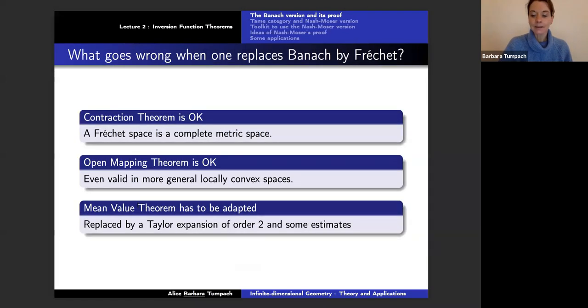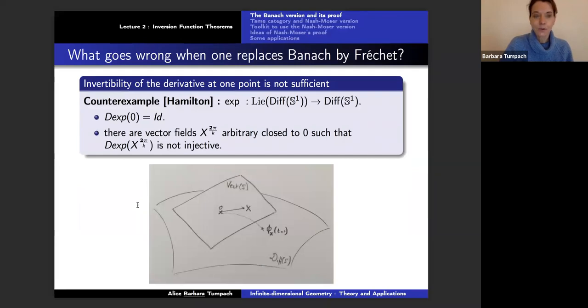So why is this not working in the Fréchet context? The theorem I mentioned, the contraction theorem, is okay because the Fréchet space is a complete metric space. So this is okay. The open mapping theorem is also okay. It's even valid in a more general setting. The mean value theorem, well, you can replace it by a Taylor expansion. That's also okay. We have seen the Taylor expansion makes sense in the Fréchet context. So what's not working?